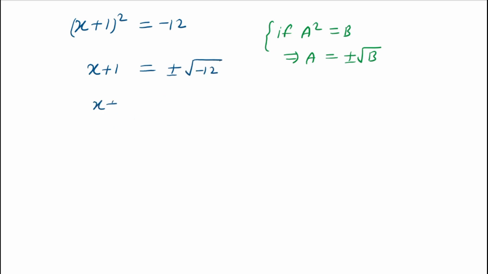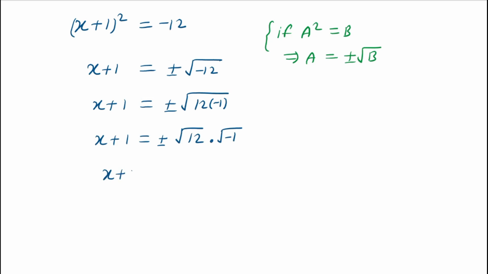Now x plus 1, this is equals to plus minus square root of minus 12, which is same as square root of 12 times minus 1. This is same as square root of 12 times square root of minus 1. Now square root of 12 is same as square root of 4 times 3 times square root of minus 1. This expression is same as square root of 4 times square root of 3, and value of square root of minus 1 is iota.